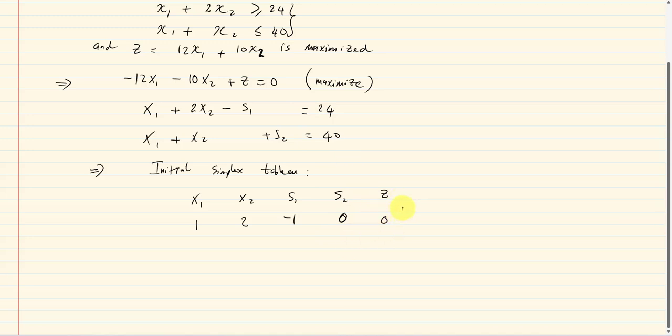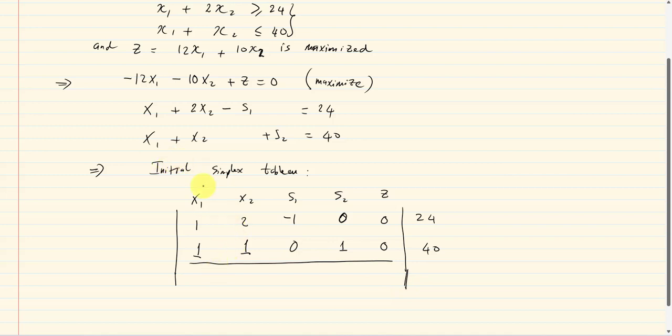And we have equal 24 on the right-hand side. And then the other constraint equation right here, we have x1, which is 1, x2, which is 1, no s1, so 0, s2, we have 1, and z, we don't have z, and then the right-hand side is 40. So we write the two rows for the two equations here, and then we draw another line, and then finally we combine this with the objective function, the one that we are trying to maximize.